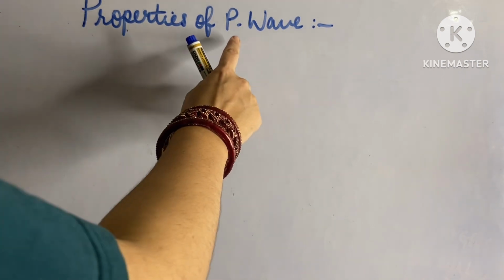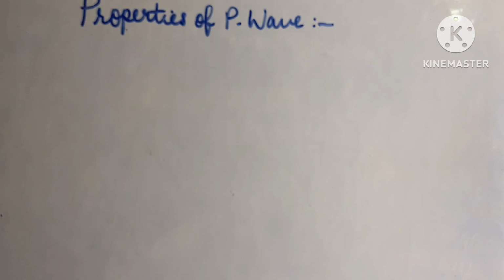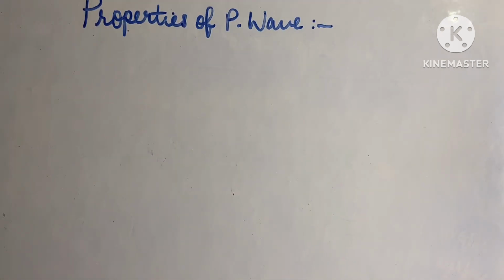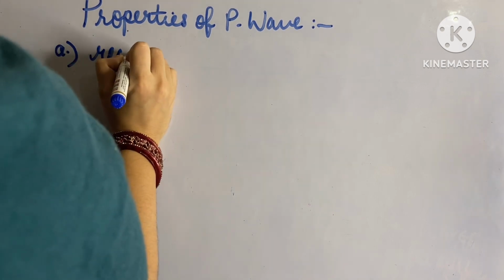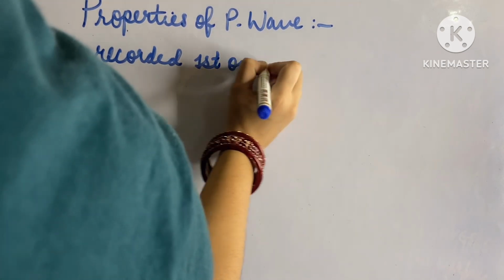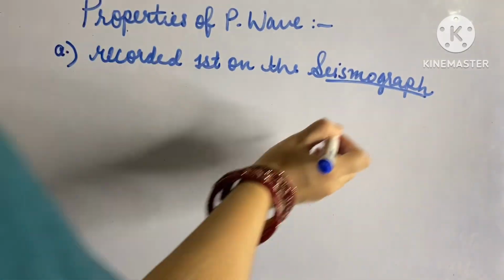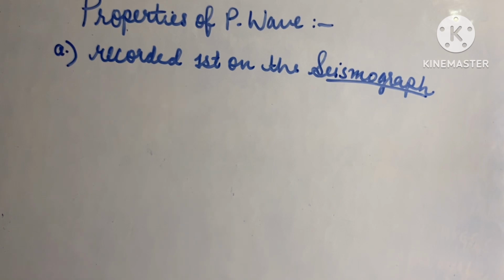On the seismograph, this is the P wave, which is recorded first. It is similar to a sound wave, because it can travel in all three mediums. So we can say that it is similar to a sound wave, and the speed of a P wave is greater in the denser medium. P waves are recorded first on the seismograph. A seismograph is an instrument which is used to measure the intensity of the earthquake.